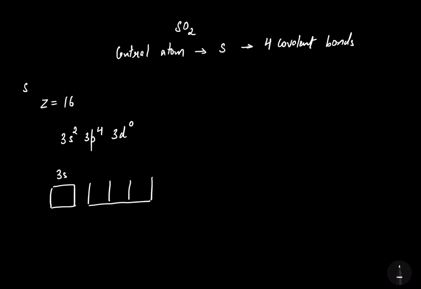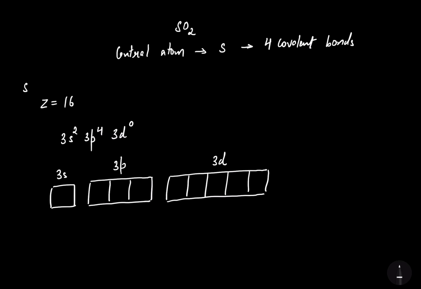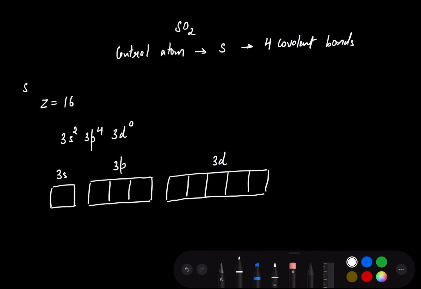These three are degenerate orbitals of 3p, and the d subshell has 5 orbitals, and these 5 are degenerate orbitals of the 3d subshell. So now let's fill the electrons according to the electronic configuration.